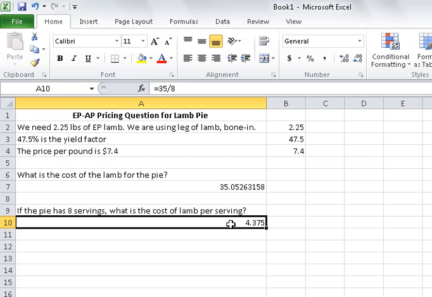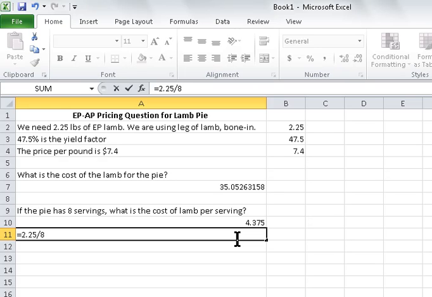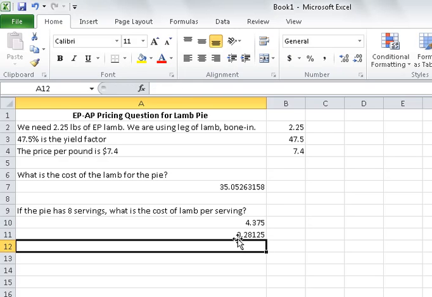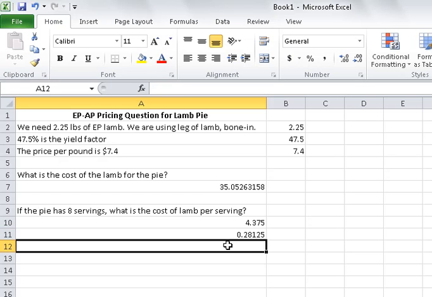Now, another way to do that is we can say, all right, how much EP lamb do we need per slice? We needed 2 1/4 pounds, so we can divide the 2 1/4 by 8 because there's going to be 8 servings of lamb per pie, right? If we divide 2.25 by 8, how many pounds of lamb do we need per slice? 0.281 pounds of lamb. Now, that's EP.